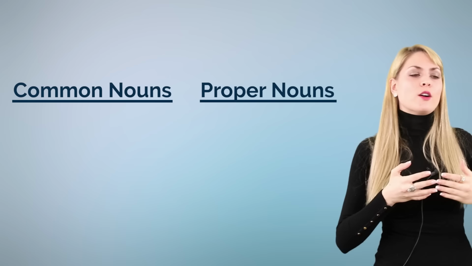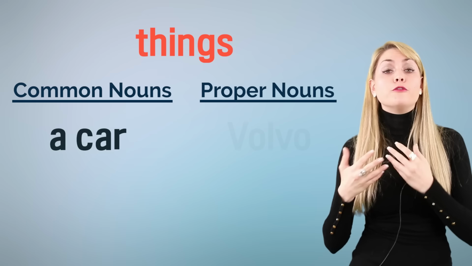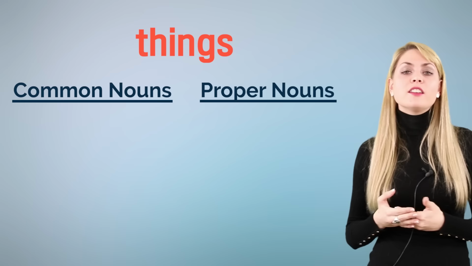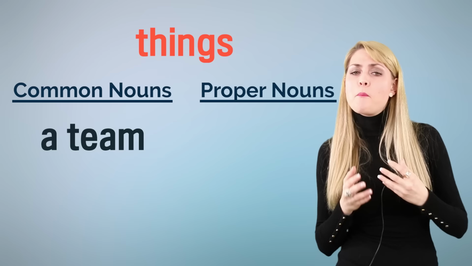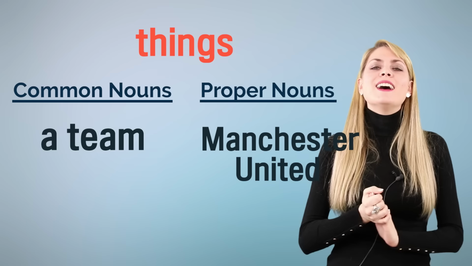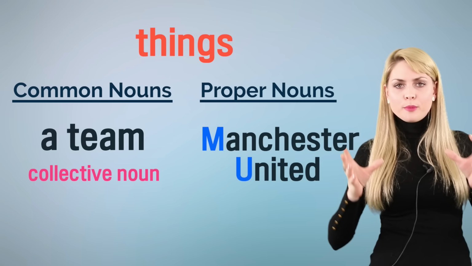If we talk about things again, but for example, a car, that's a common noun. But if we name the specific brand of the car, like Volvo, that's a proper noun and it takes a capital V. And finally, we can say a team, common noun. But if we name a specific team, for example, the best football team, Manchester United, then that's a proper noun and it's capitalized. Now, mind you, team is a special word because it's called a collective noun in English because it refers to a group of people. So collective nouns can be used as singular nouns or plural nouns. But we will talk about this again later.